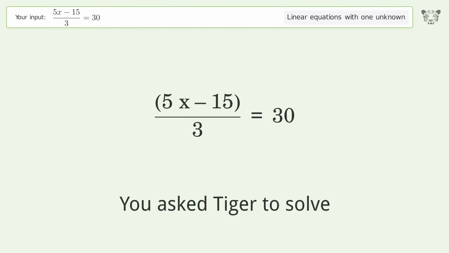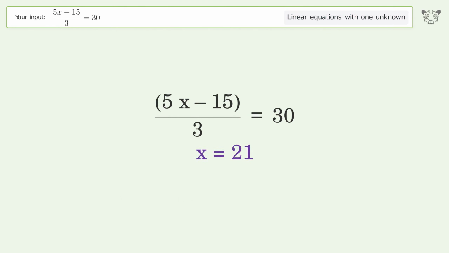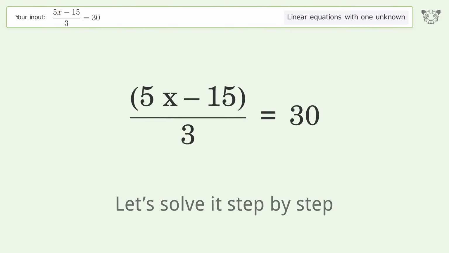You ask Tiger to solve this. This deals with linear equations with one unknown. The final result is x equals 21. Let's solve it step by step.